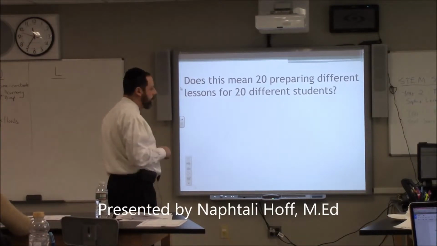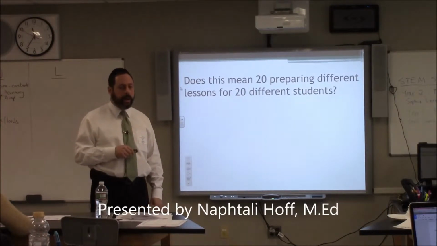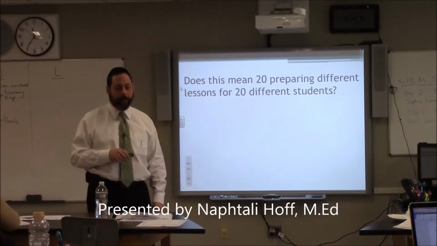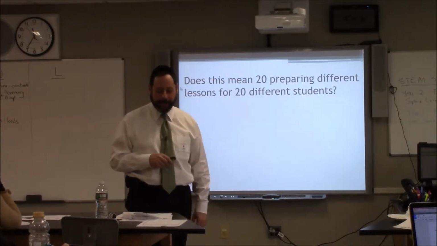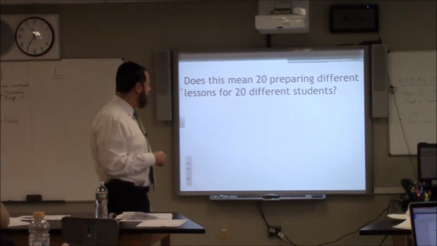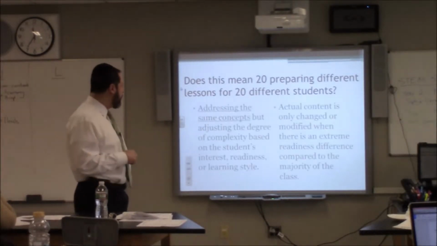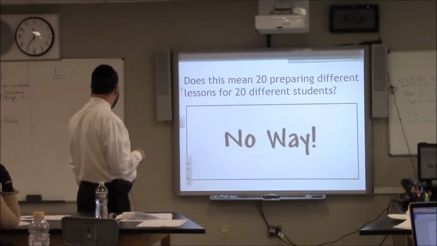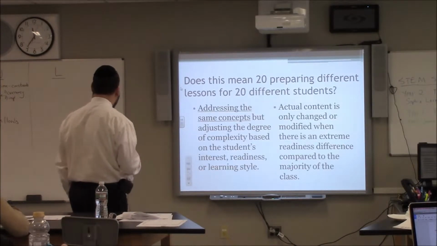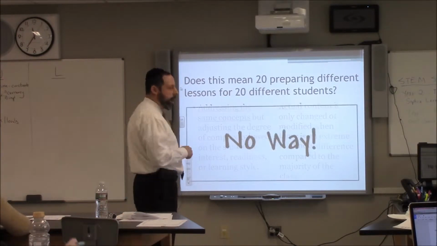So, here is the $100,000 question, or to use Powerball, the $1.7 billion question. Does this mean that I've got to prepare 20 different lessons for 20 different students? Oh, what happened to my... oh, there it goes. It went out of order. Okay, so the answer is no way.